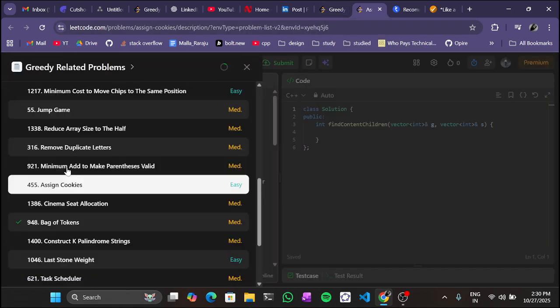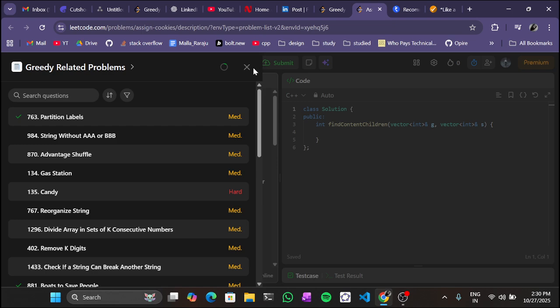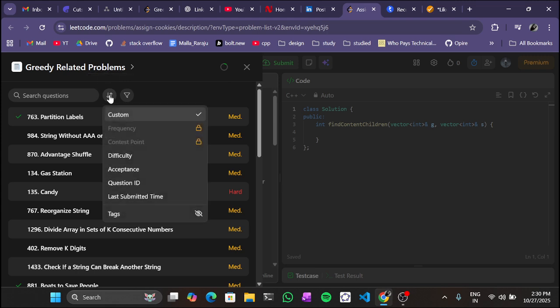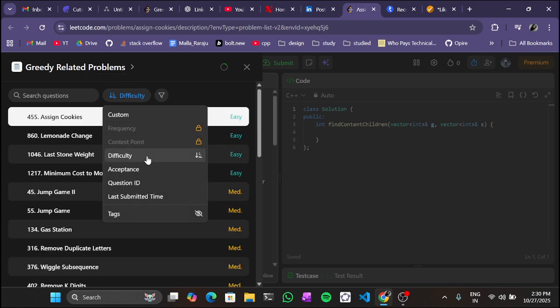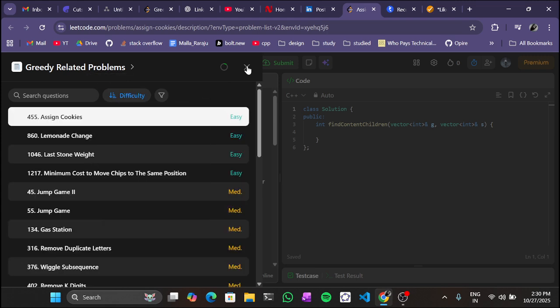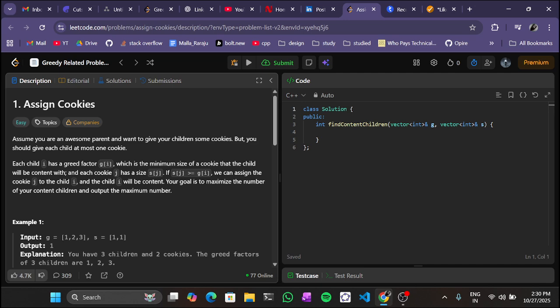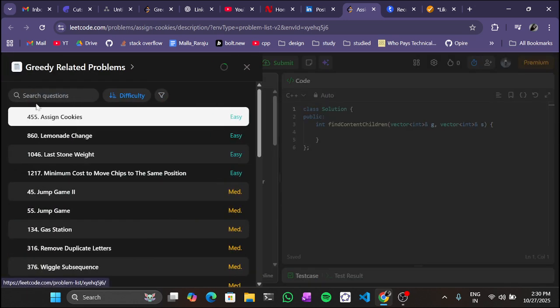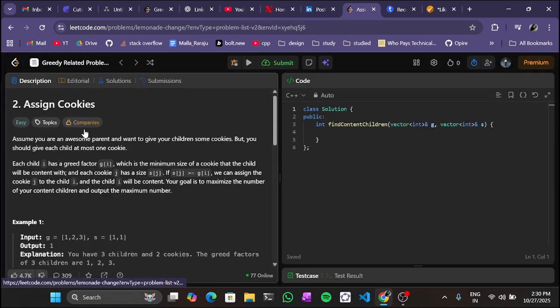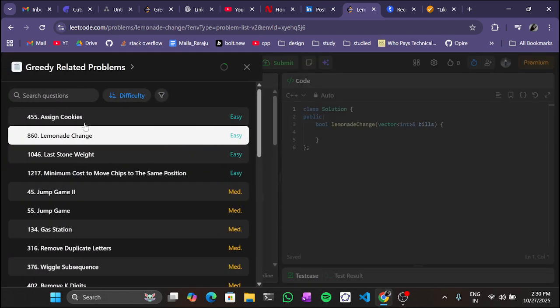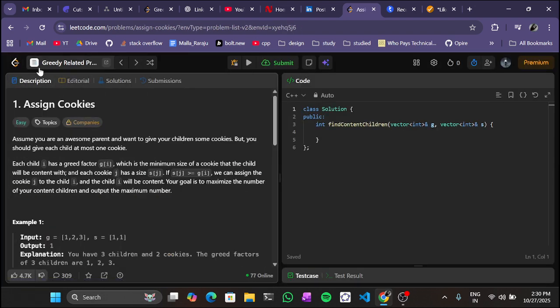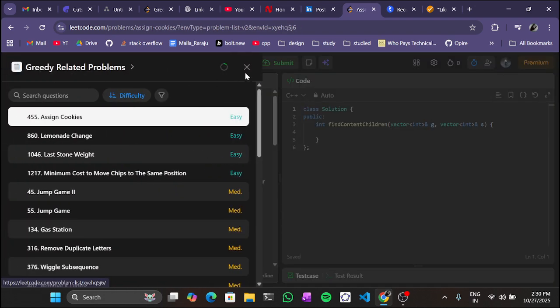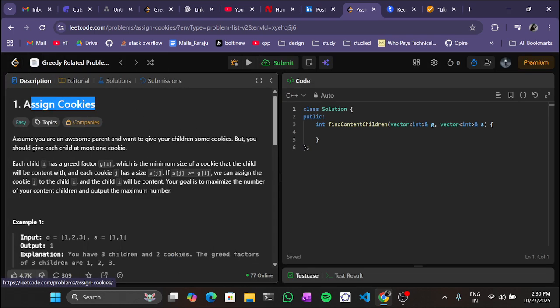Since we opened a list, these are all the problems. I guess we don't need this anymore. We can sort them in a difficulty order, and we are doing LeetCode. Oh, wait a minute. Well, it is giving the list indexes, but LeetCode 455, Assign Cookies.